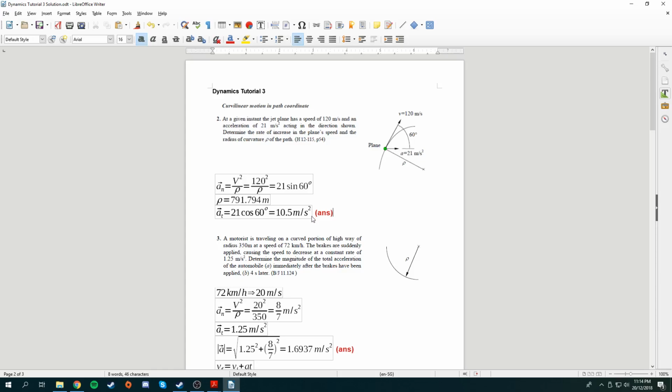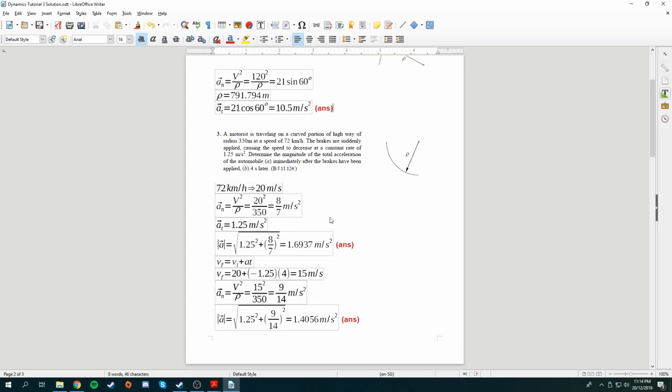So that's question 2. For question 3, we have a motorist traveling on a curved portion of a highway of radius 350 meter at a speed of 72 km per hour. The brakes are suddenly applied, causing the speed to decrease at a constant rate of 1.25 meter per second square. Determine the magnitude of the total acceleration of the automobile A, immediately after the brakes have been applied, and B, 4 seconds later.